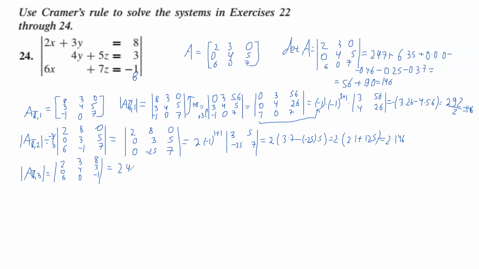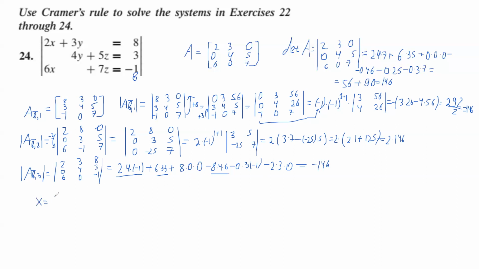2 times 4 times minus 1, plus 6 times 3 times 3, plus 8 times 0 times 0, minus 8 times 4 times 6, then minus 0 times 3 times minus 1, and minus 2 times 3 times 0. So there are only 3 meaningful terms, and their sum will be negative 146. So now I can calculate x, y, and z.